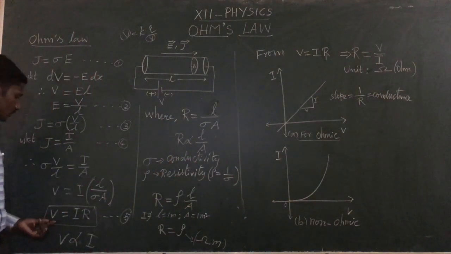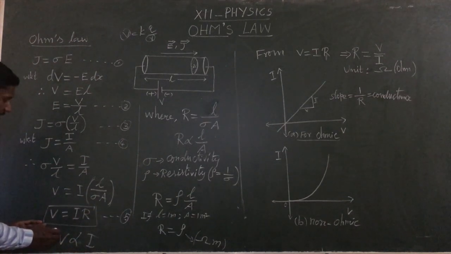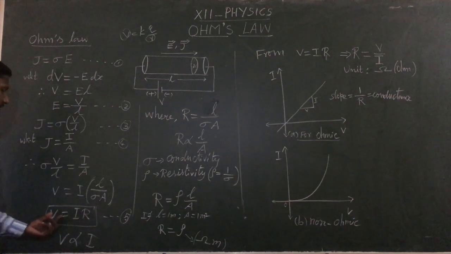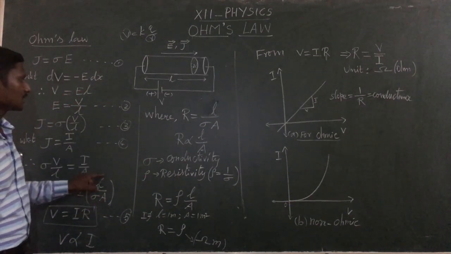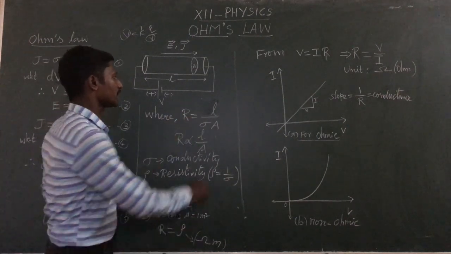But V is directly proportional to I, and we simply remember that equation as V is equal to IR. That is Ohm's law. From that equation, L by sigma A is the resistance. So R is equal to L by sigma A.